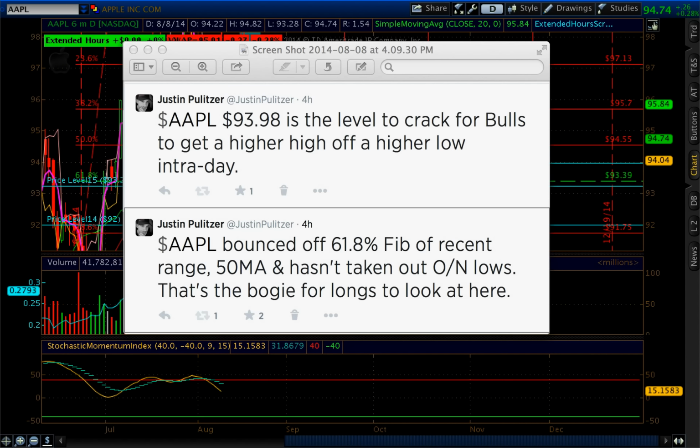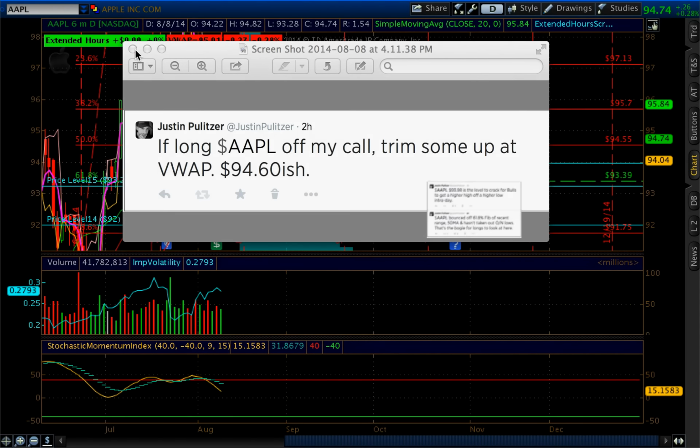And I also had mentioned that Apple's $93.98 is the level to crack for the bulls to get a higher high off of a higher low intraday. I also had mentioned the follow-up to that trade, which was the exit point: if long Apple on my call, trim some up at the VWAP, which was 94.60-ish. At the time, it was actually 94.61, but I wanted to allow for some execution, particularly if people were trading based on the call.